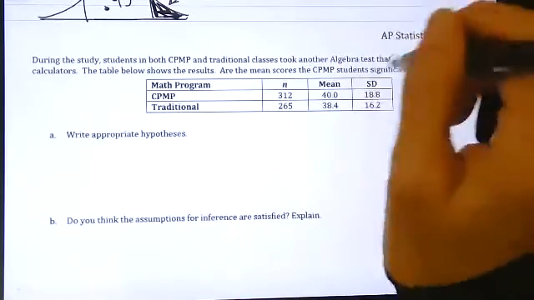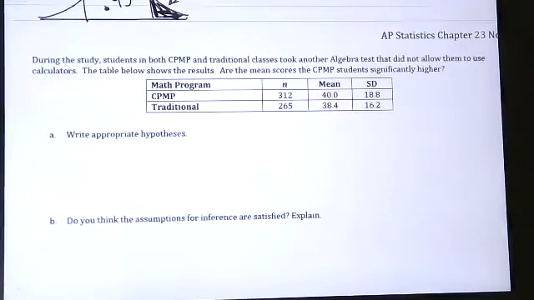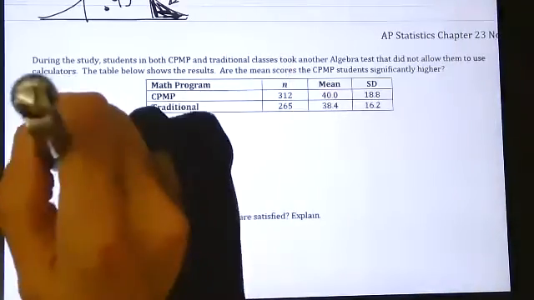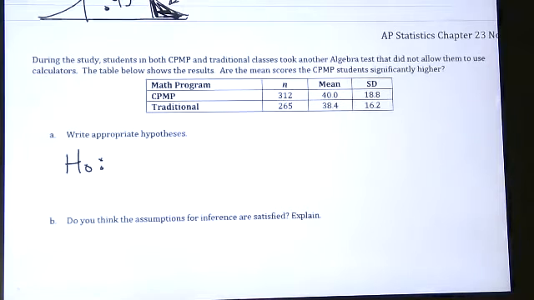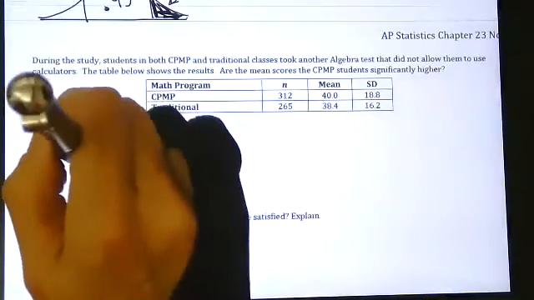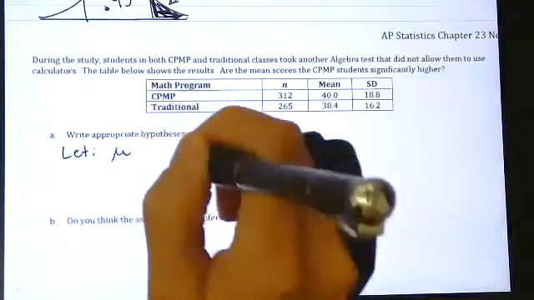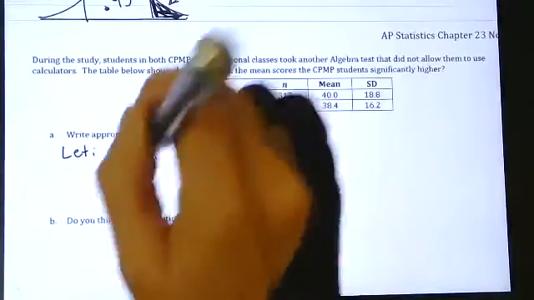So here's the mean for the CMPM. Here's the traditional. We want to test whether the CMPM students scored significantly higher. So hypotheses. What's the null? Should define my parameters. I didn't leave enough space to do that. So let's let this be CM, CPM.